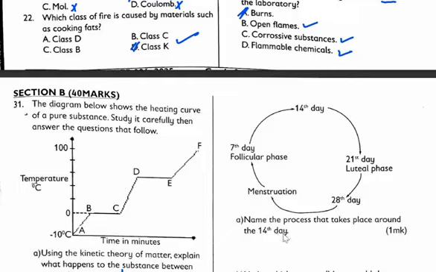Part A. Name the process that takes place around the 14th day. The process is known as, 1 mark. It is known as ovulation. Ovulation. So you get 1 mark.